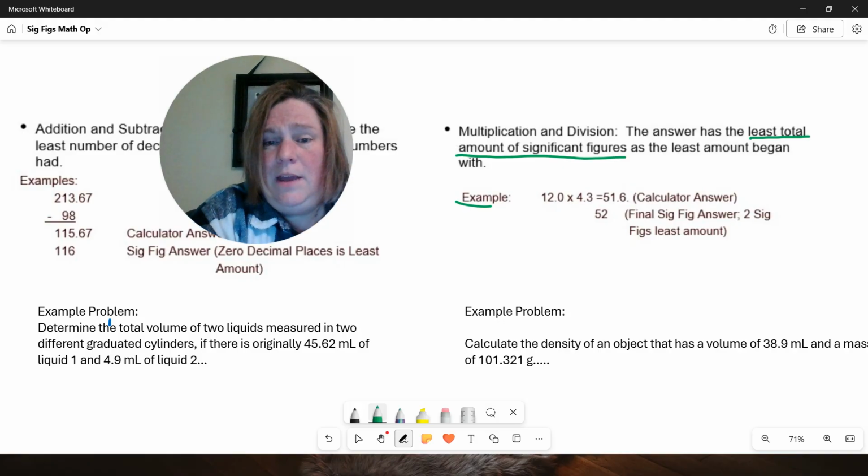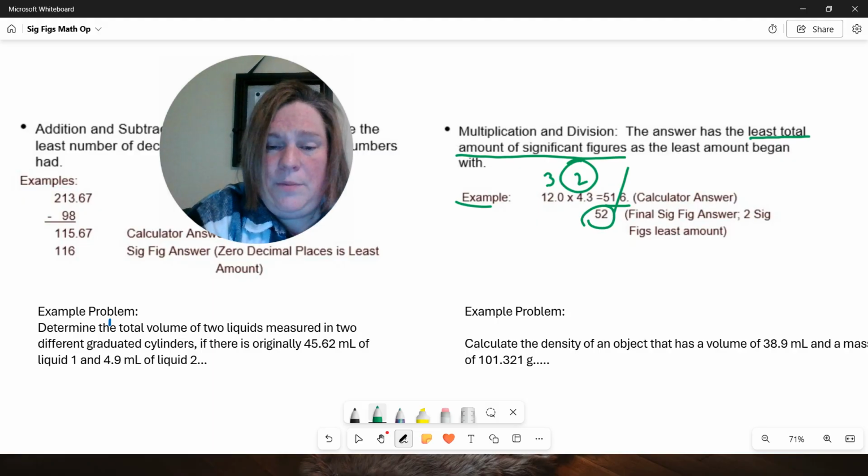So looking at our example, 12.0 has 3 total sig figs. 4.3 has 2 sig figs. My calculator gives me an answer of 51.6, but I must only keep 2 sig figs in my answer. I'm going to drop the 6 and round the remaining answer to 52. So let's look at the example below.